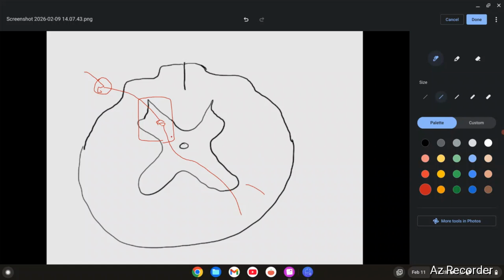Okay, so your dorsal horn has all the neurons that carry your sensory information from the periphery of your body and then take it to your thalamus and your primary sensory cortex, located in your parietal lobe. So this is about the dorsal horn.